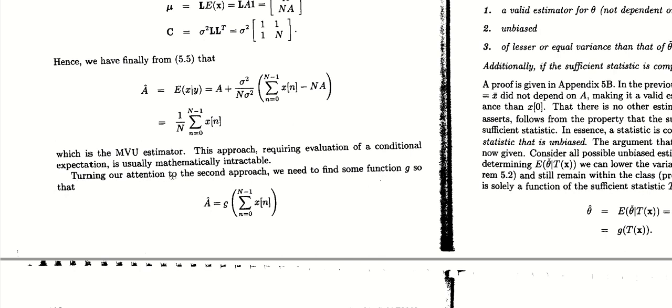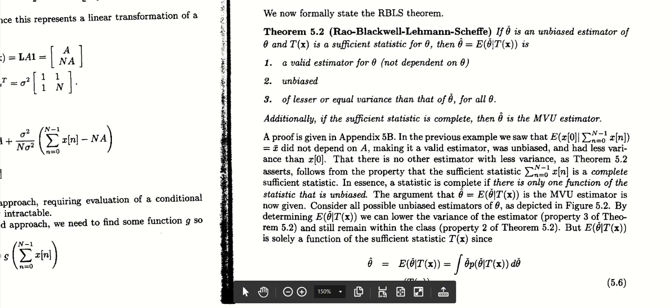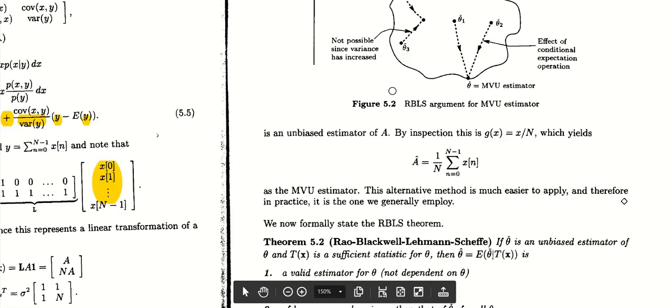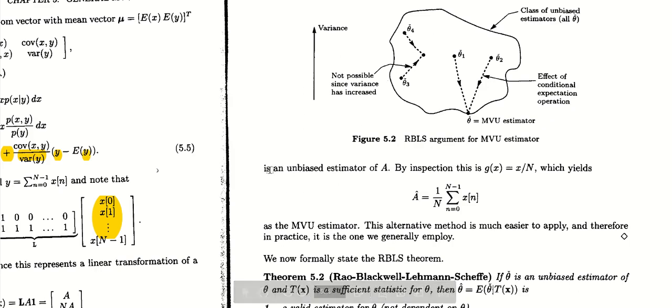Turning our attention to the second approach, we need to find some function of the data so that when A hat is equal to g, it's unbiased and it's minimum variance. We need g to be unbiased. Then it's a little bit empirical. By inspection, this g is equal to the sum of x divided by N. Then it yields this. That is the MVU.